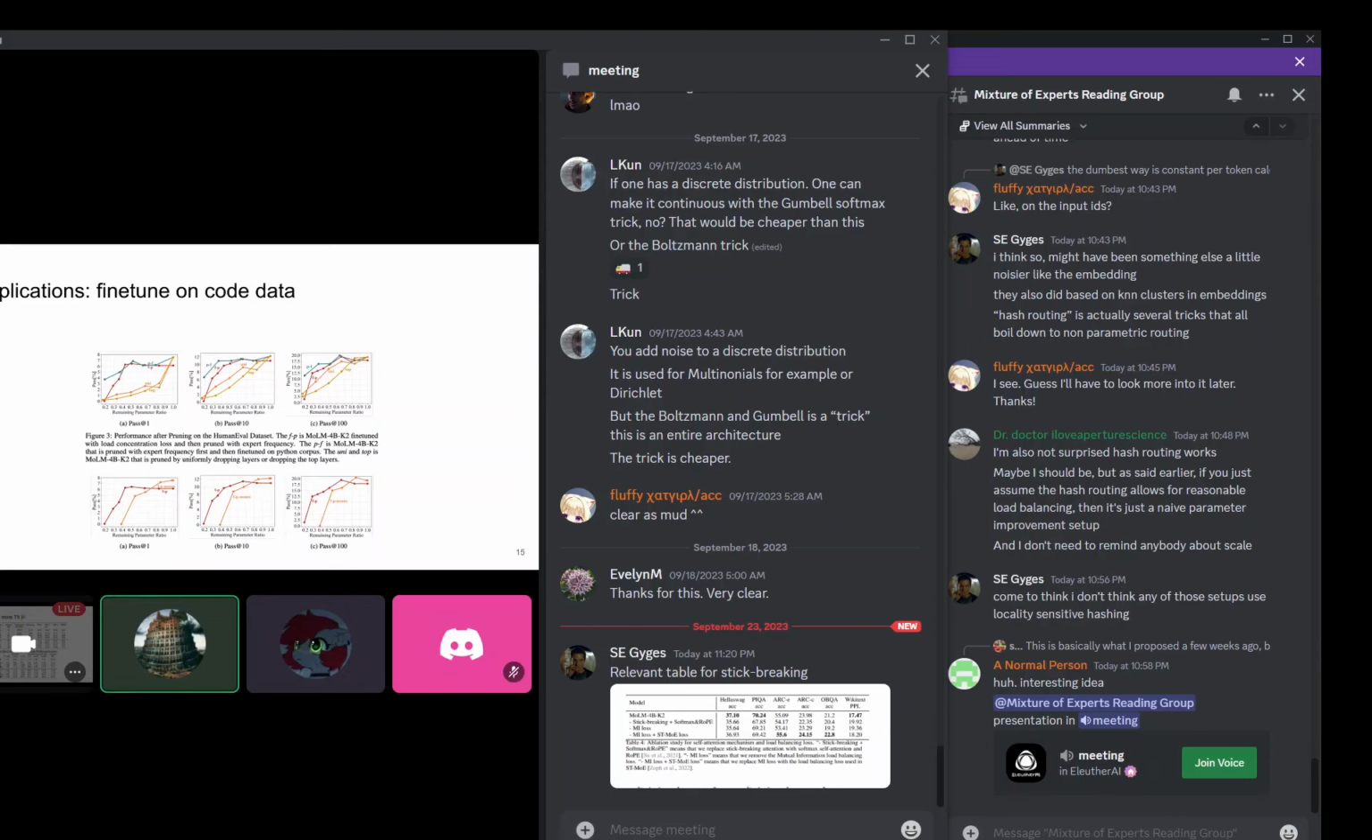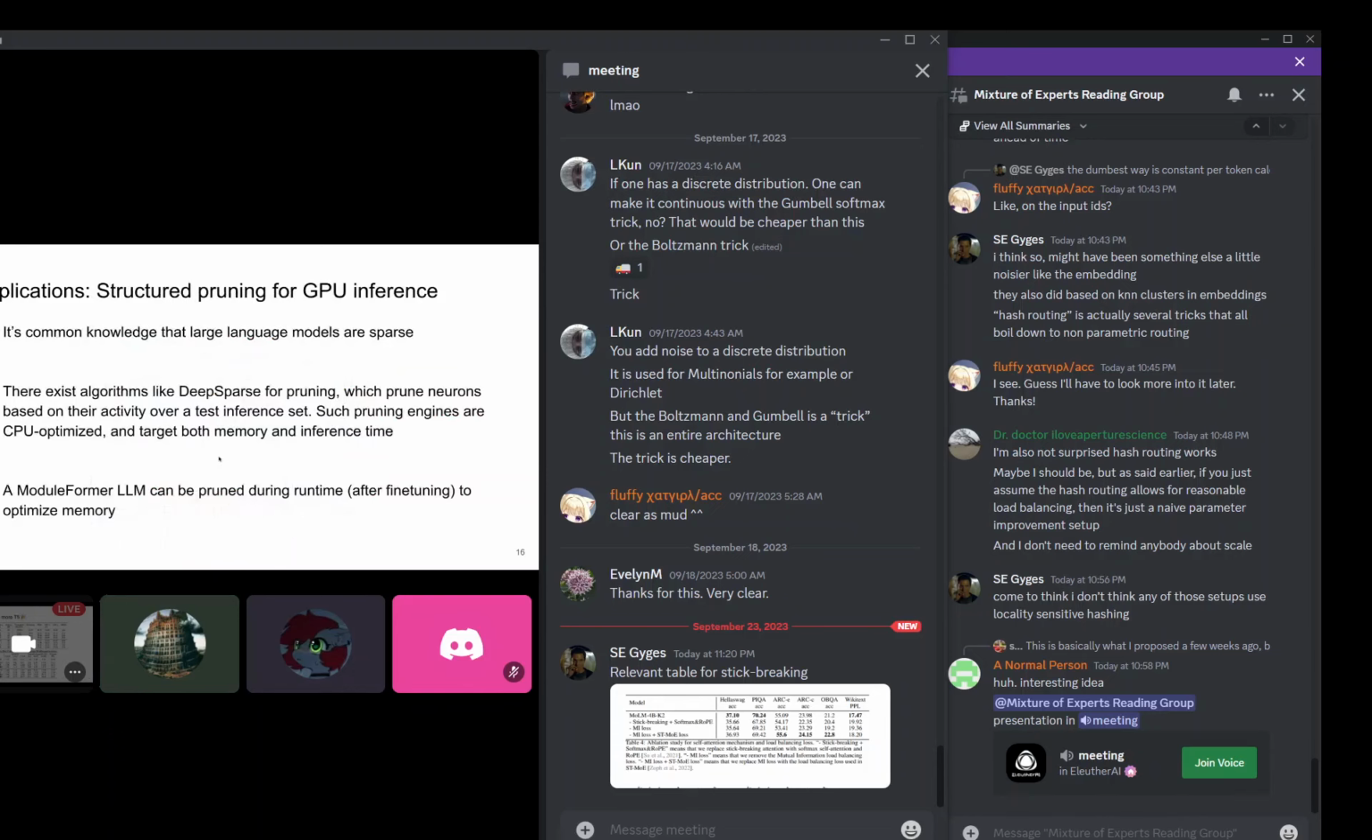Then they tried pruning with expert frequency. It's sort of common knowledge that large language models are sparse. An interesting application is, what if you could make models that are domain specific, that use much less memory, but still have better performance than a dense model.